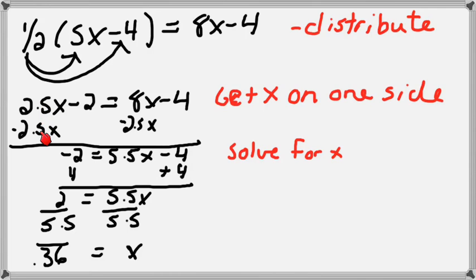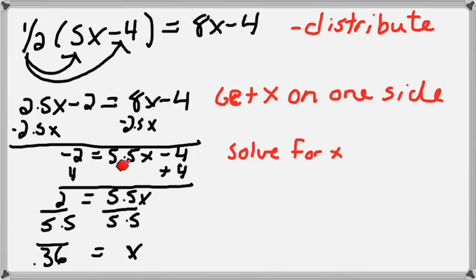2.5x minus 2.5x is 0, so nothing comes down, and I drop my negative 2. 8.5x minus 2.5x is 5.5x, and I drop my negative 4. Now I have the equation negative 2 equals 5.5x minus 4, and I need to solve for x.